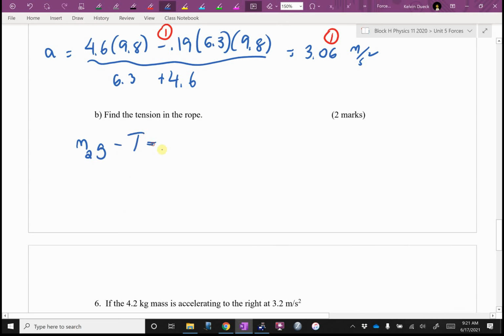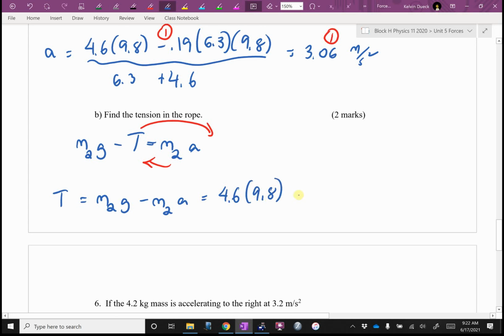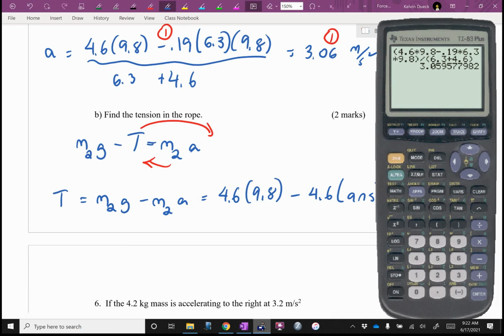M2G minus tension equals M2A. Swappy dance. M2G minus M2A, and I'm going to put the equals tension on the left because that's where we're used to seeing it. So it's going to be 4.6 times 9.8 minus 4.6 times, I'm going to use my answer button, but if you wrote 3.06, you're probably going to be okay because it's 5 nines, so there's not much rounding off going there anyways. 4.6 times 9.8 minus 4.6 times answer button.